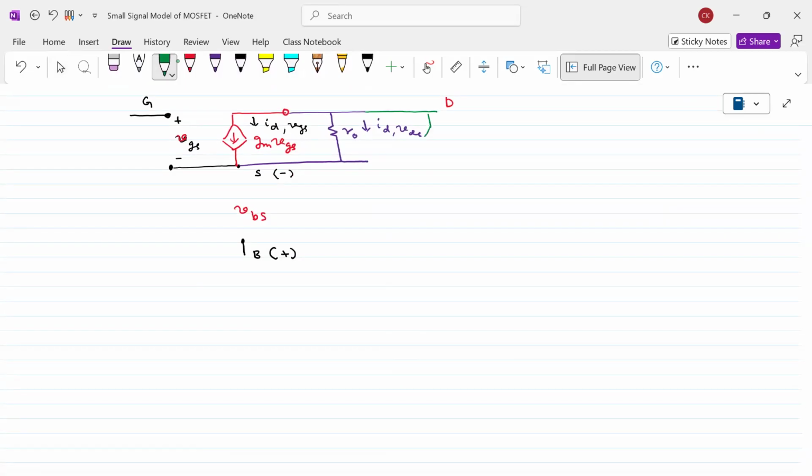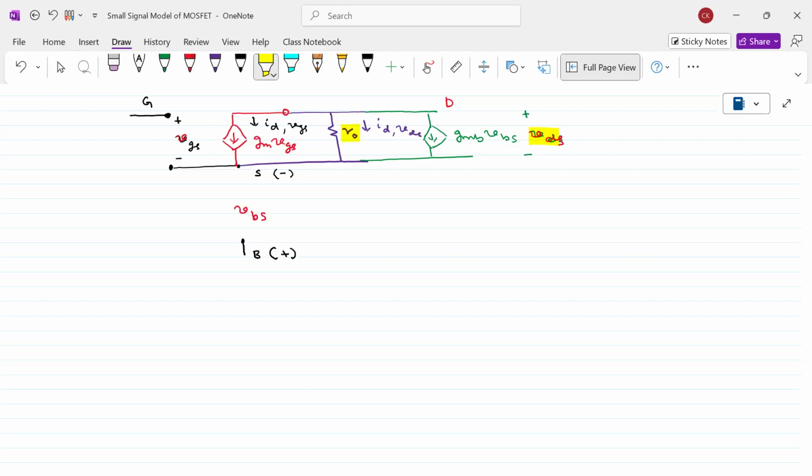Now what we can observe here is nothing but a dependent current source. What is its value? GMB times VBS. So what is the small voltage that is applied here? This is actually VDS. Let me consider the variations here. Because of this small VDS, what will happen? This is the result.